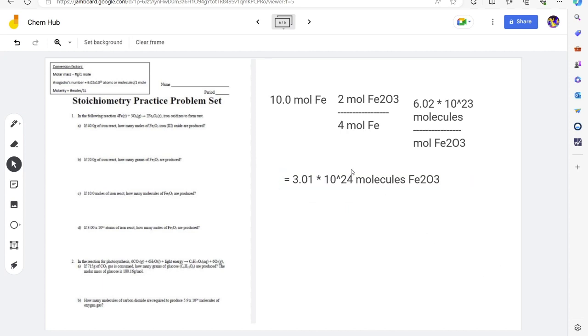All right, let's move to part D now. If 3.00 times 10 to the 22nd atoms of iron react, how many moles of Fe2O3, or iron(III) oxide, are produced? So now we're going from atoms to moles. So 3.00 times 10 to the 22 atoms of iron. First, we need to convert this into moles of iron. How are we going to do that? We're going to do 1 mole of iron over Avogadro's number.